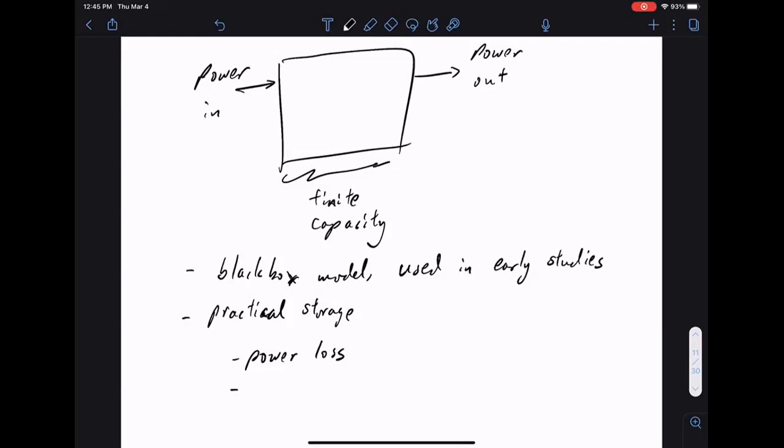Power loss is not quite limiting. Anything else about practical storage? What also might happen? We have a practical loss of capacity over time, like from multiple cycles. Right. So degradation is more important.